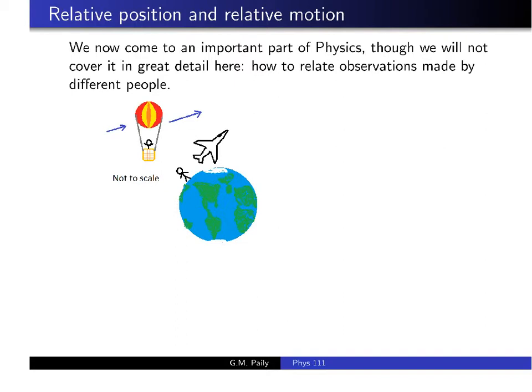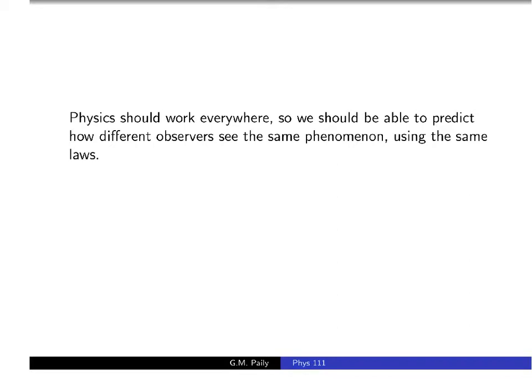And if both of you are correct, then there should be a way to relate your observations. This is what we will study in this video. Since physics works the same everywhere, we should be able to predict how different observers see the same phenomenon using the same laws.